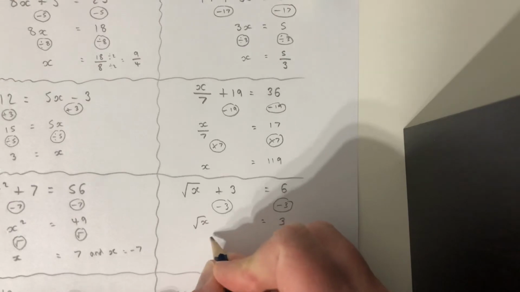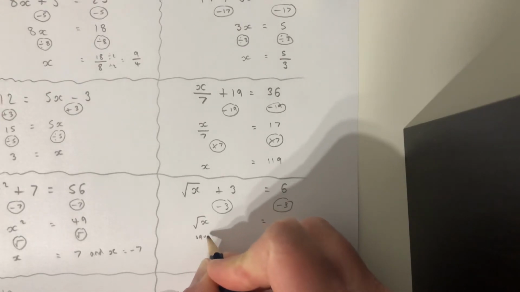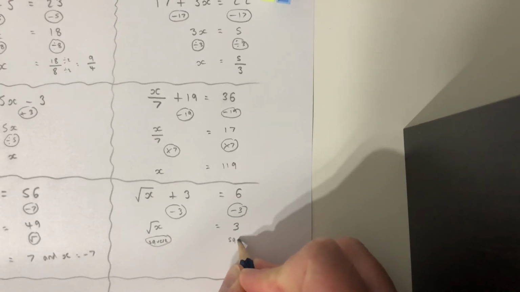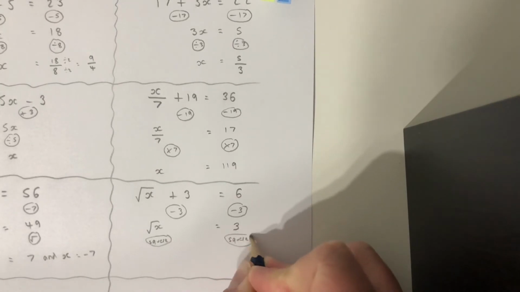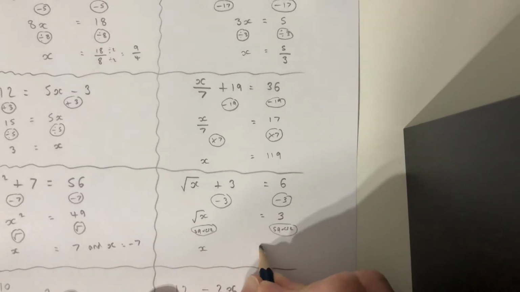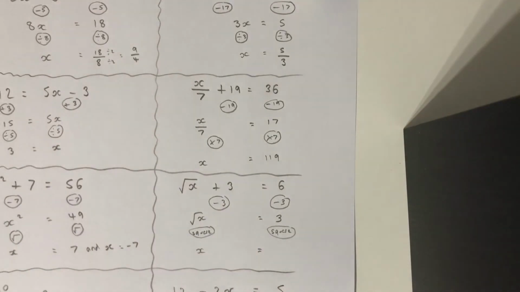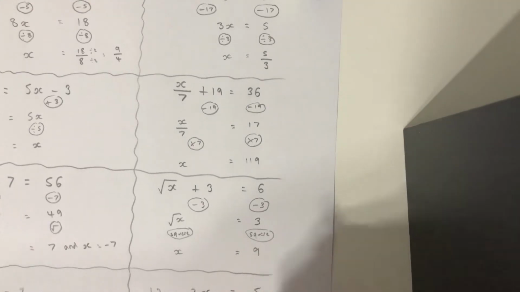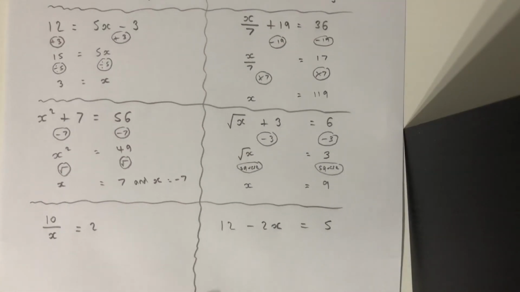Now, how do you write a little 2? I'm just going to write the word square. I think I did that last lesson. Circle it. I'll do the same here. And so for square both sides, that's just going to give me x, because of course the answer is always x equals, or something equals x. And 3 squared is 3 times 3, 9. Done. Okay, we're nearly there.